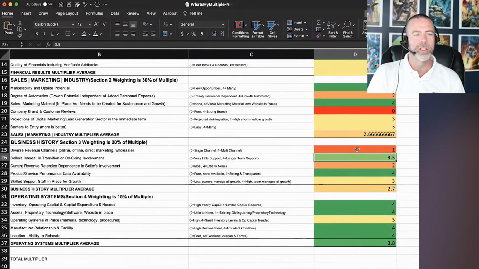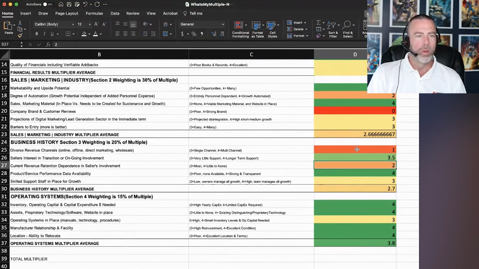The seller's interest in transitioning or ongoing support: they're very motivated and interested in making a large deal happen, which absolutely requires long-term support. Sometimes it can be as much as 2 to 5 years, and they're on board with that. If they're going to get an 8-figure payday, you bet they're on board with that.